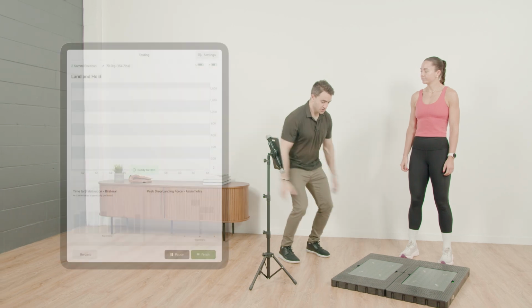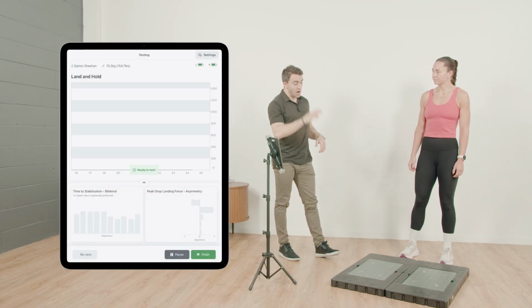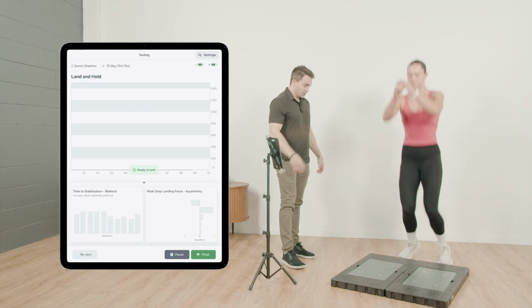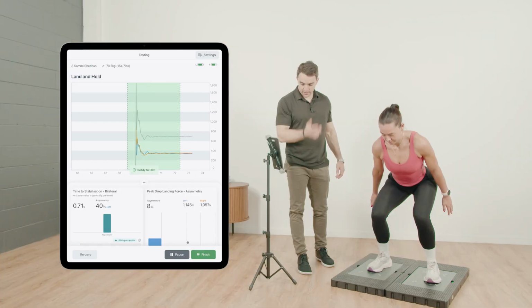So what I want you to do, jump forward, land on the plates, land as soft as you can, stick the landing and hold that position. I'm gonna tell you hold until the rep is detected, all right? And when you're ready, go for it. Nice, hold, hold, keep holding, and relax back up.